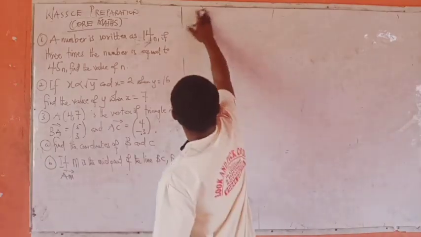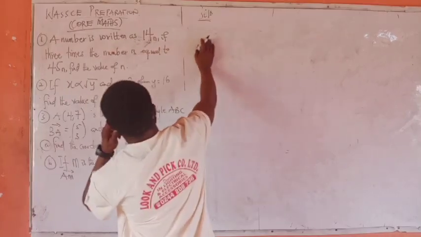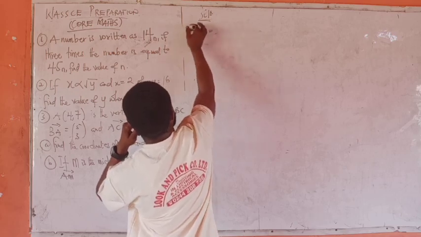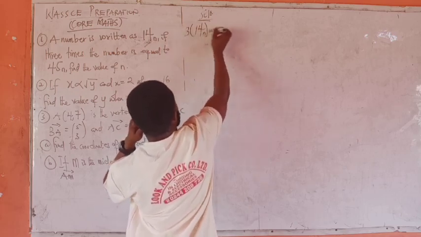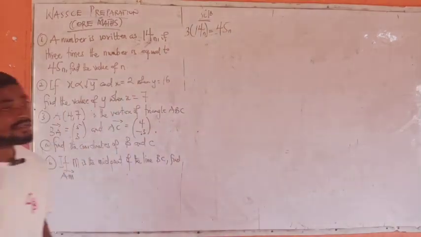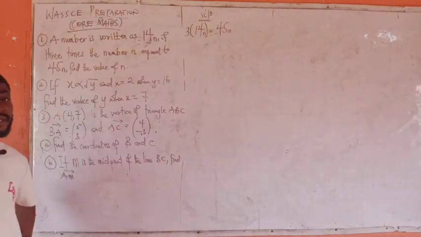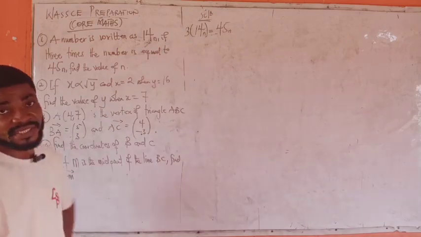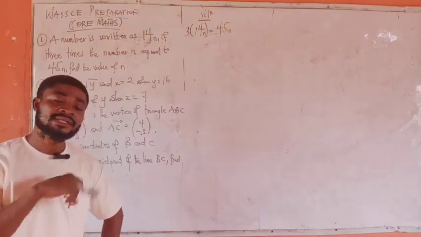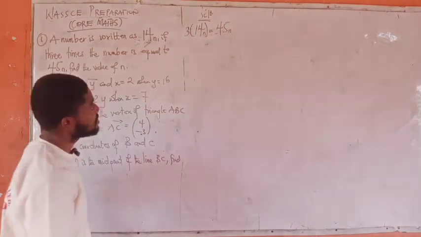So from number bases, we have 14 base n, and we're told that 3 times this should give us 45 base n. We do not know n, so there's no need to use the 3 to expand it, because it is not in base 10. If you use the 3 to expand, your expansion would be in base 10, unless you know the base and know how to expand the numbers.